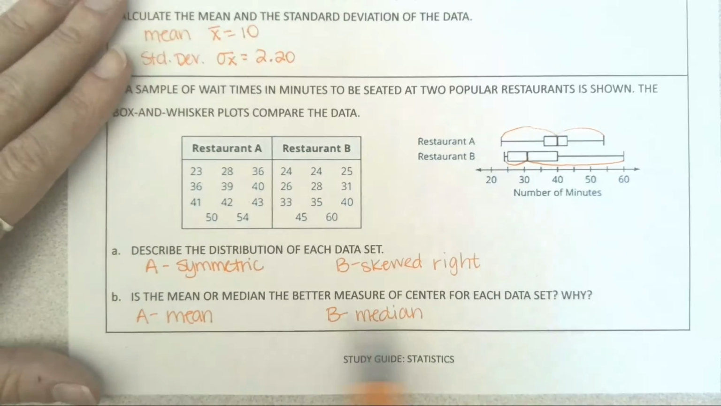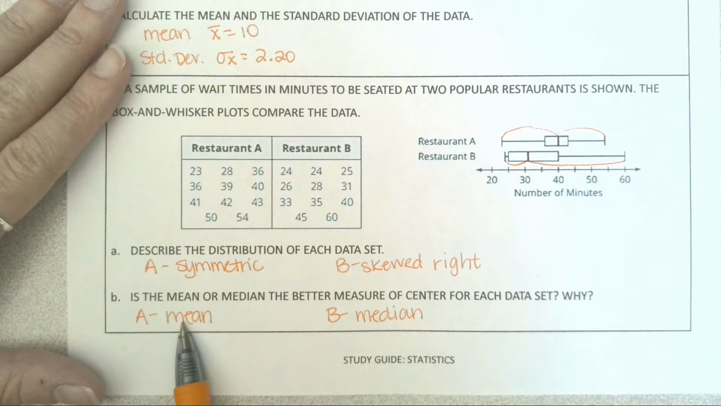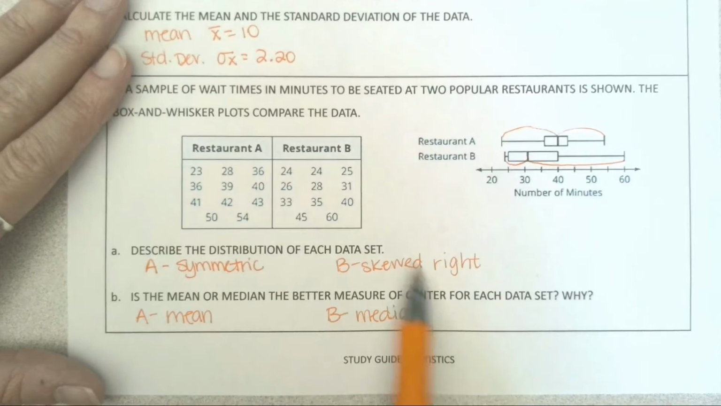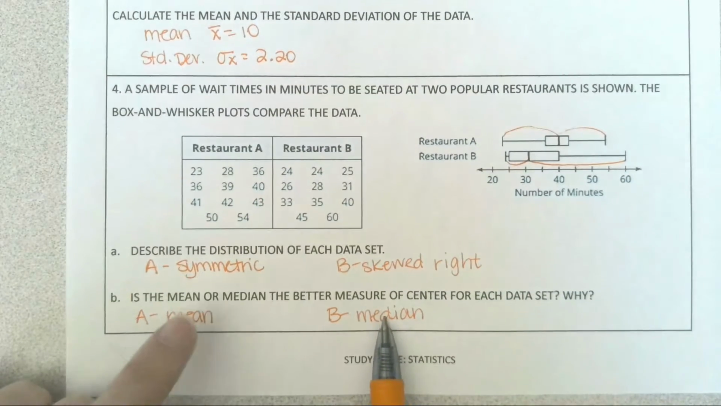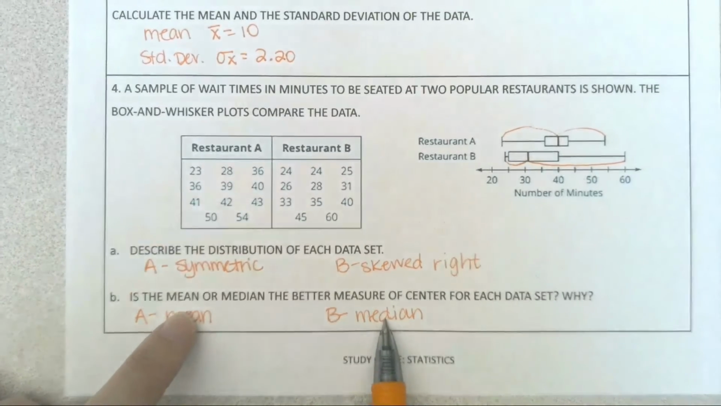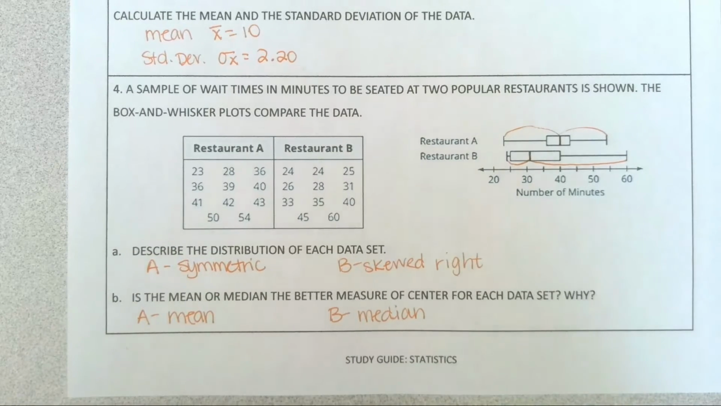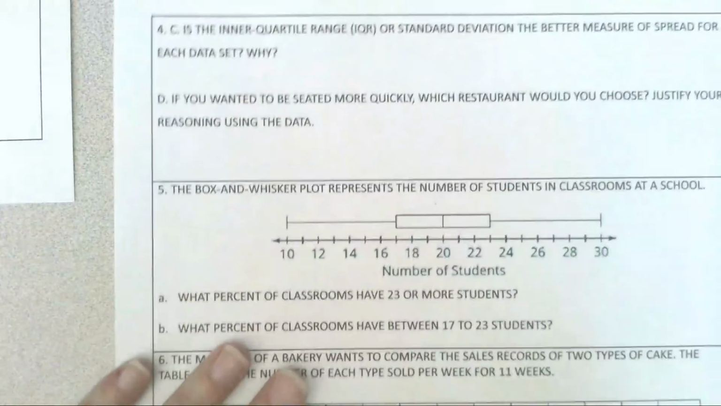And the difference here is because data set A is symmetric, we use the mean, and because data set B is skewed, we use the median. Now, if we were wanting to compare these two, we would probably use the median to actually compare them because one of the data sets is skewed. Okay, 4 is continued on the next page.